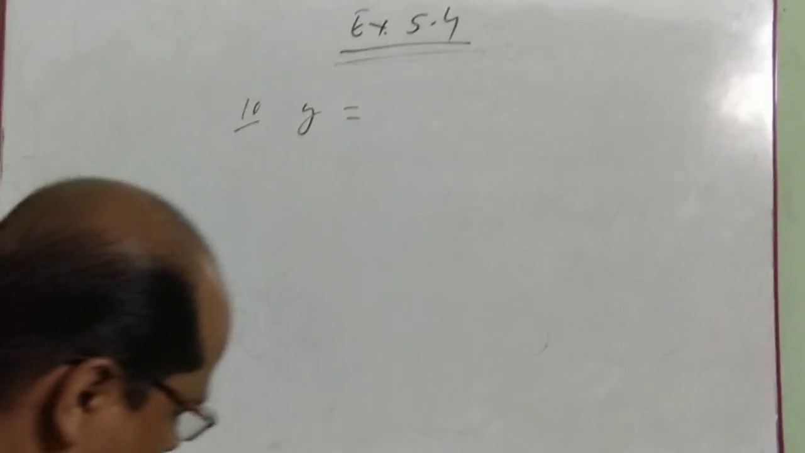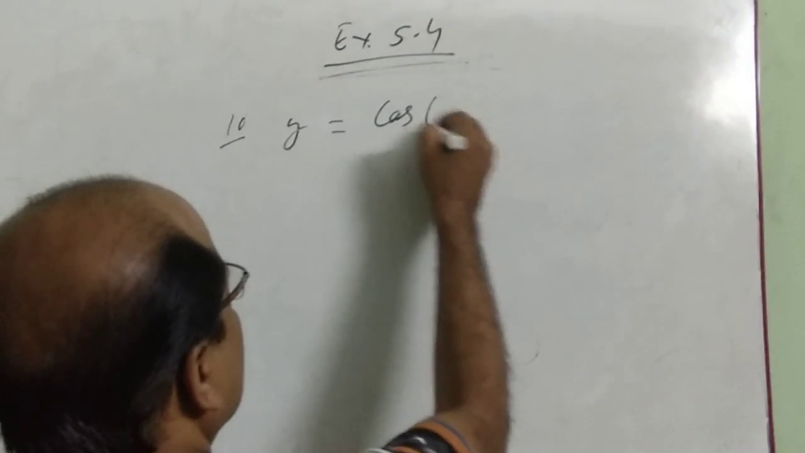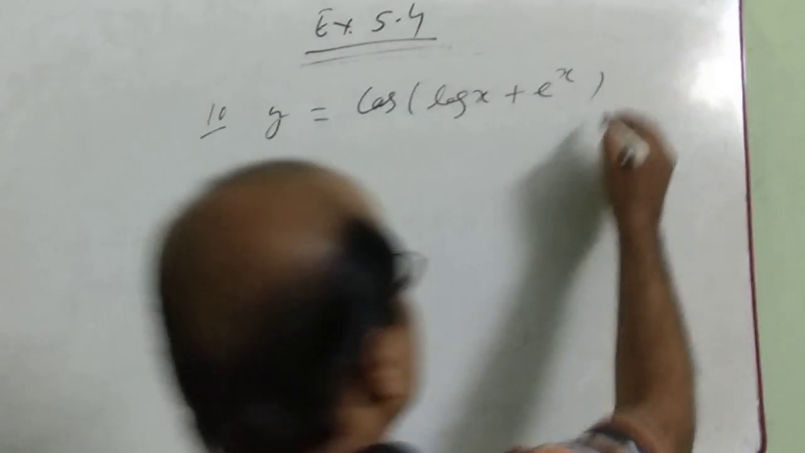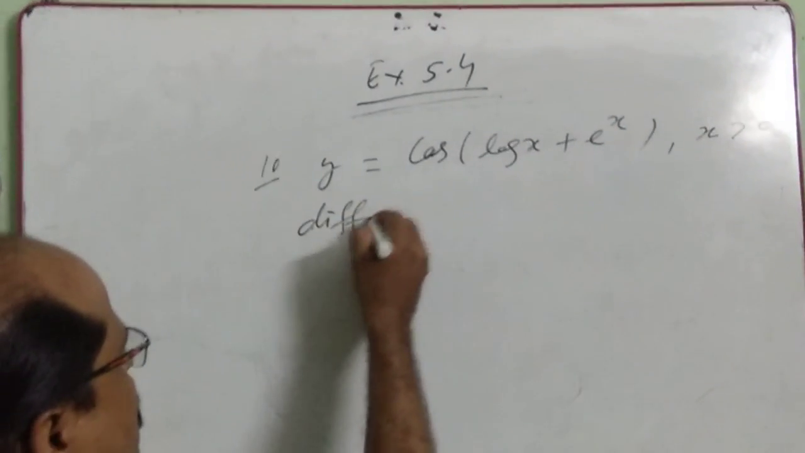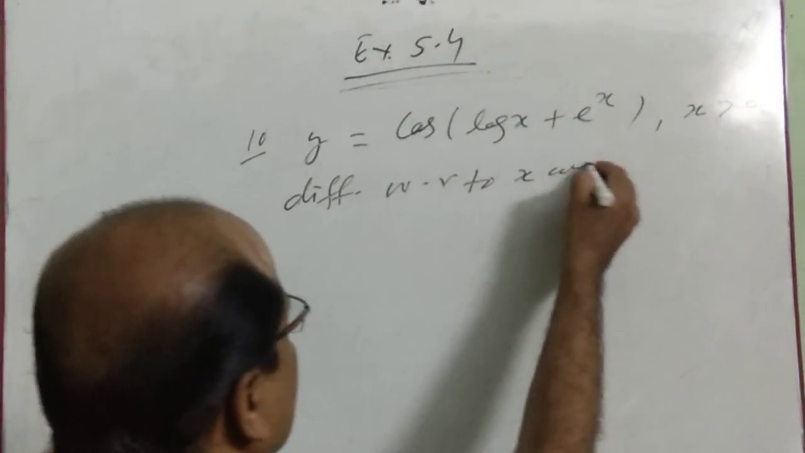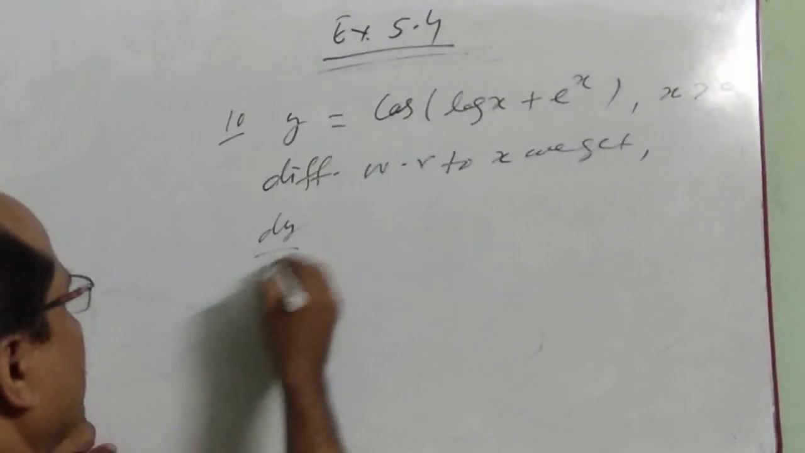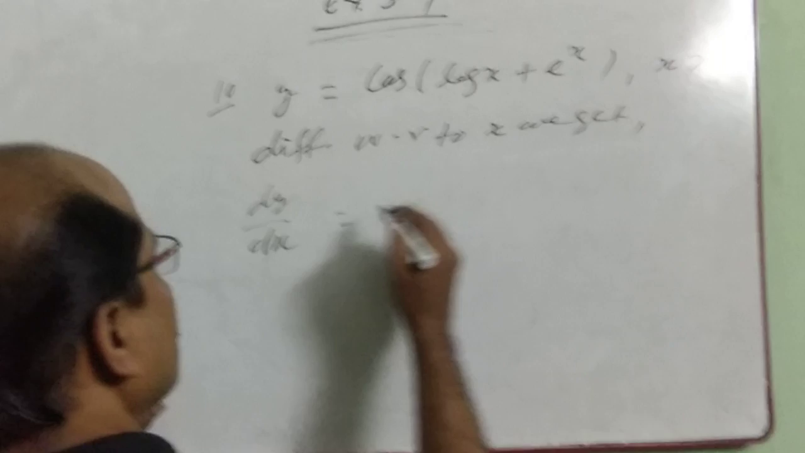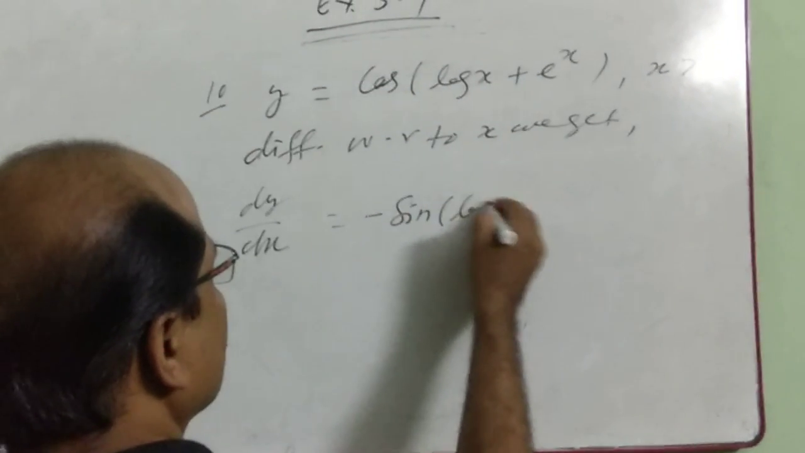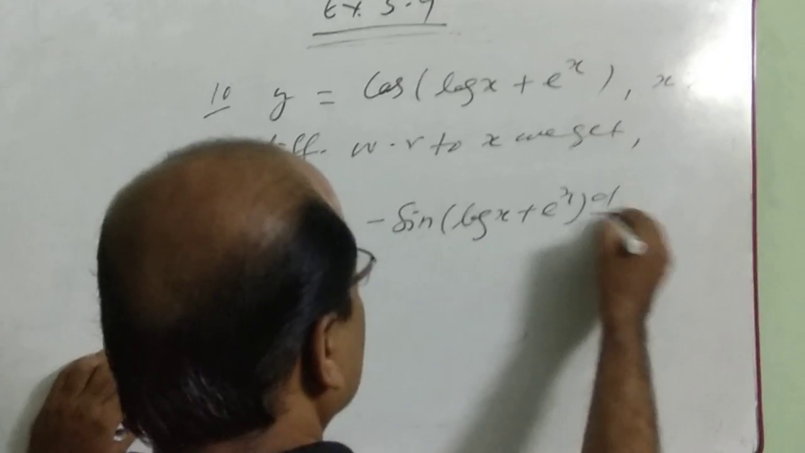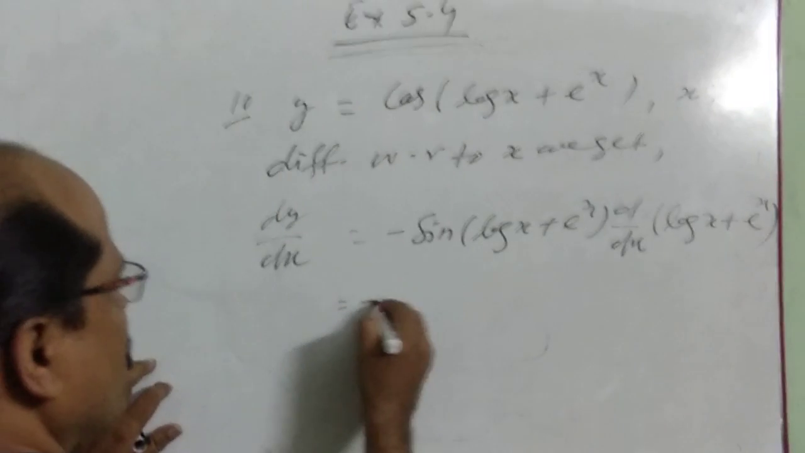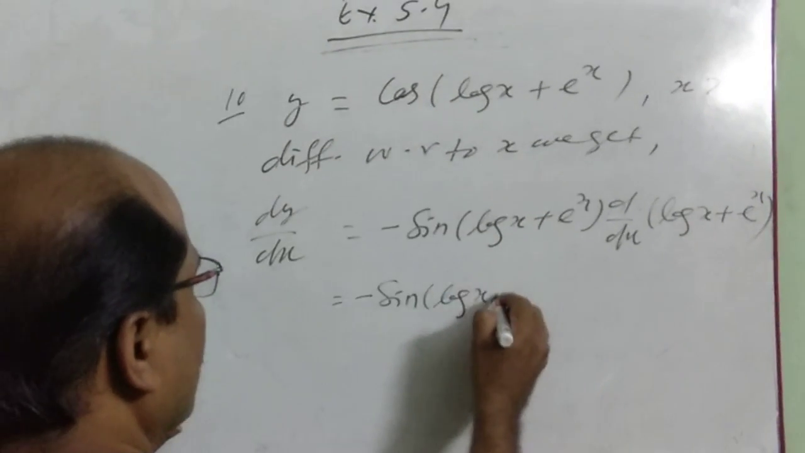Y equal to cos of log x plus e to the power x, x greater than 0. Differentiate with respect to x, dy by dx, chain rule, cos t, suppose this is t, minus sin t, where t means log x plus e to the power x, times the derivative of log x plus e to the power x, or minus sin of log x plus e to the power x.